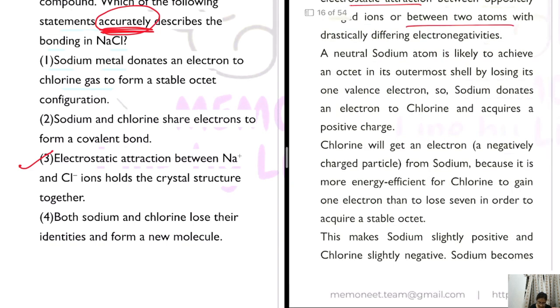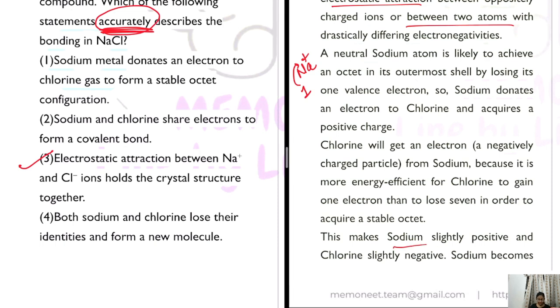See, what happens here is that a neutral sodium atom, how will it achieve its complete octet configuration? Na has one extra electron, so it will lose it to get a stable configuration and form Na positive. Chlorine has 7 electrons, so it will gain 1 electron. For an octet we need 8 electrons, so it will easily gain 1 electron. It is not easy to lose 7 electrons rather than gaining an electron.